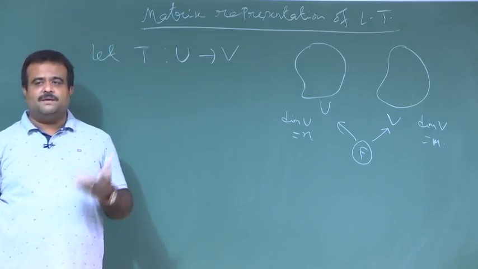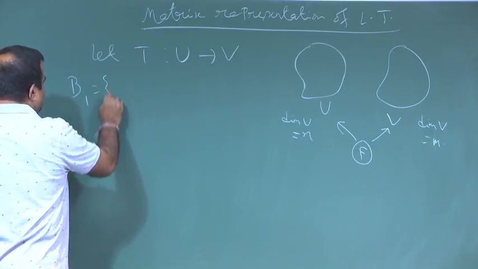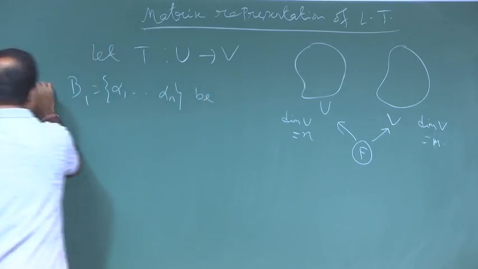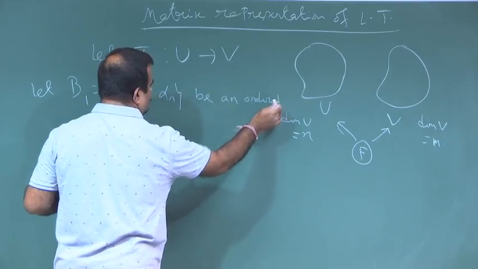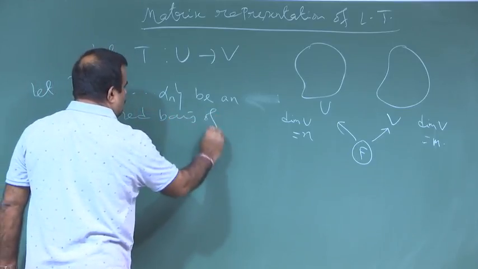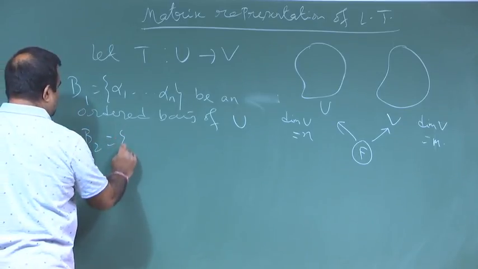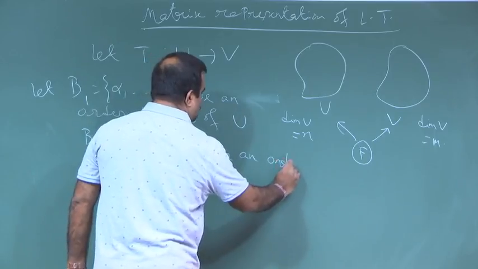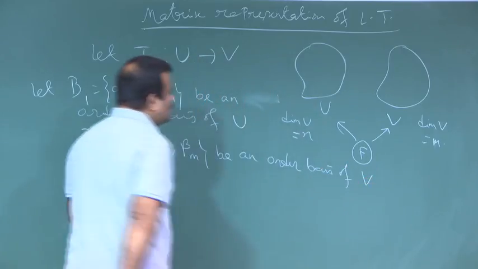Okay. So, now if they are m n, then there has to be a basis. Suppose B1 is an ordered basis of U. So, it is n dimensional, let B1 be an ordered basis of U, and we take B2, which is basically beta 1, beta 2, ..., beta m, be an ordered basis of V. So, we took two bases.